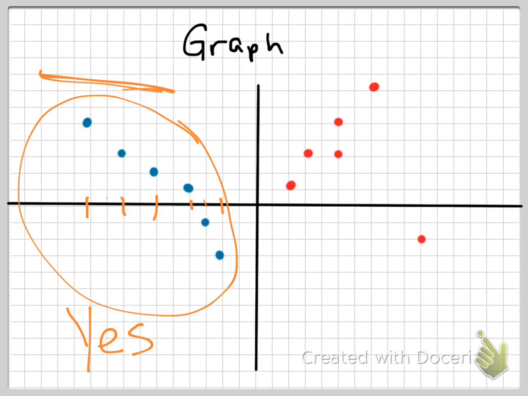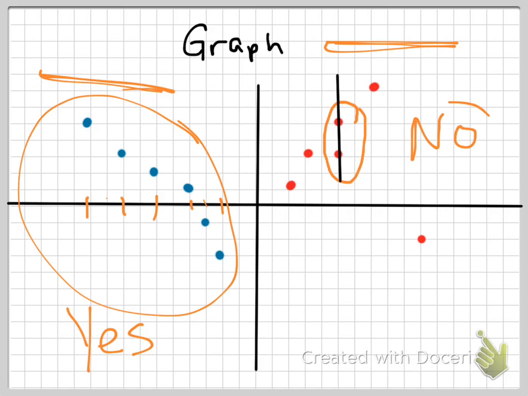On the right side, notice that this pair of points right here is on top of each other. That means the x's repeat, and this is not a function. Usually they call this the vertical line test. So this is a no.